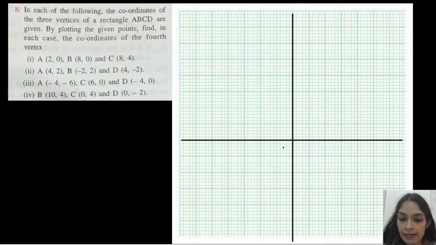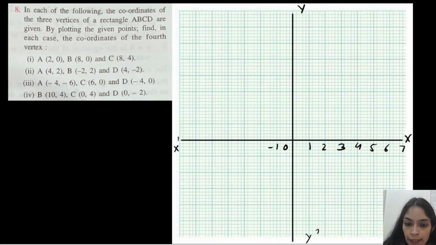So here are the x-axis and y-axis. I will just label them. I have already drawn the lines. So this is the x-axis. On one side we'll write x, on the other side x dash, y, and on the other side y dash. Please do it along with me. And I can just write the numbers. So positive values of x: 1 2 3 4 5 6 7, minus 1 minus 2 minus 3 minus 4 minus 5 minus 6 minus 7.